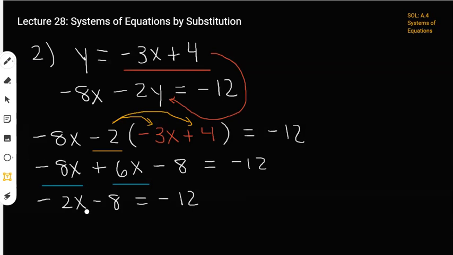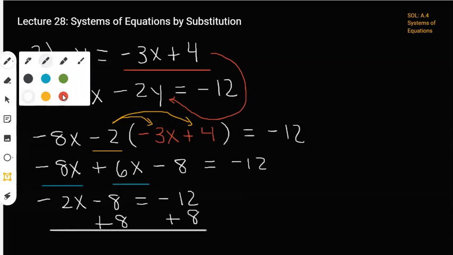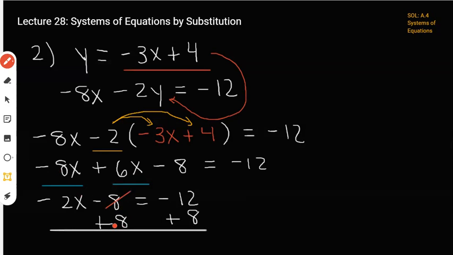Now to get x by itself, I need to do two things. I need to add 8 to both sides. So let me do that. I'm going to add 8 to both sides, so that way I can get rid of the negative 8. The negative 8 and the positive 8 are going to cancel each other out. I bring down the negative 2x, and I'm going to set it equal to negative 12 plus 8. That's going to give me negative 4.